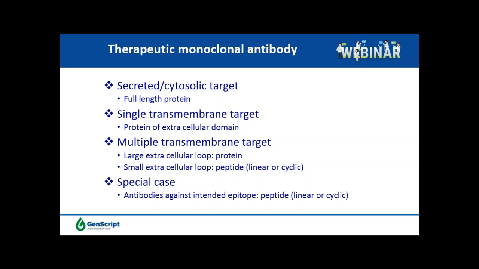In this case, you could use peptide from the specific corresponding regions as antigen. Likewise, a cyclic form may help to reduce the conflict between linear epitope presented by peptide and the actual local conformation within the full-length protein.